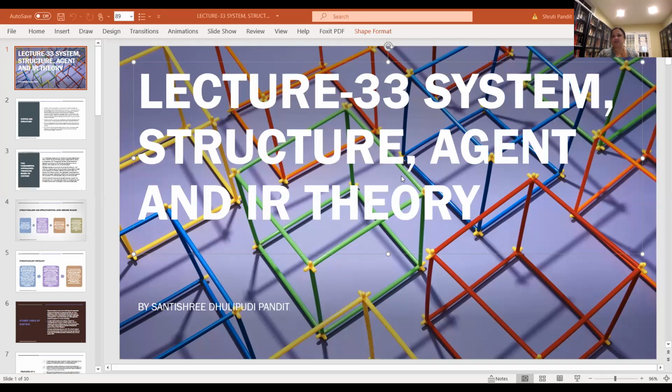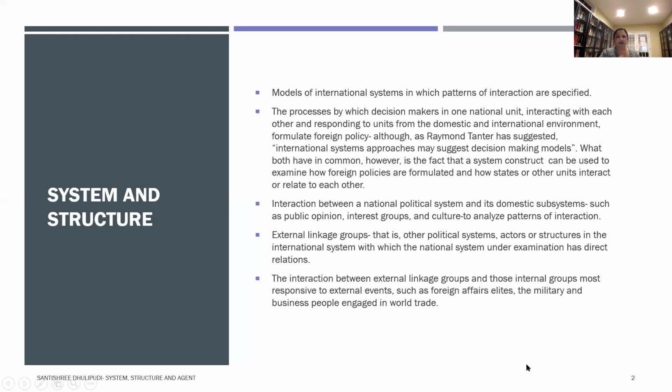We are still in the scientific school. We are trying to understand the role of the scientific school, especially systems theory, game theory, and decision-making theory, in the understanding of IR theory. So in this lecture, we are posing a question on what is a system, what is a structure, and an agent, and how are they related to international relations theory. What is a system and a structure?